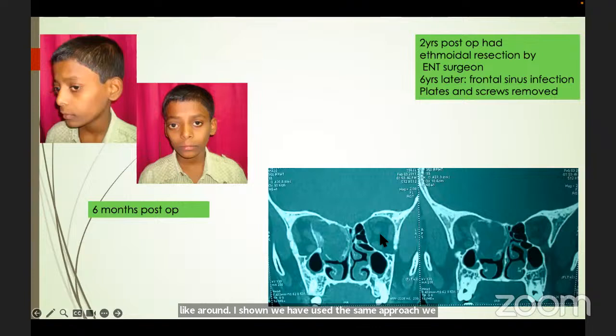But that was not the end of the story. Two years post-op, he again had to undergo surgery for ethmoidal resection by an ENT surgeon. And 6 years later, he again had an infection because the plate and screws we put there got infected and we had to remove them. We just removed the hardware, not the bone, and it's fine. About 3 years back we had a follow-up with him and he is doing well. He's in some sort of mechanical engineering course. After that, I don't have any follow-up of this child.